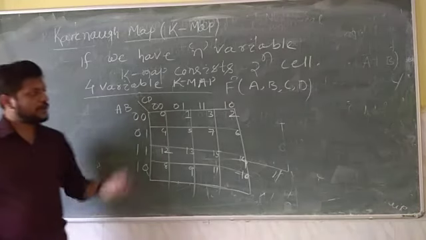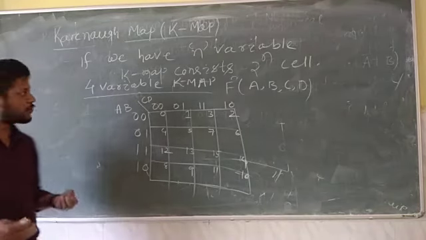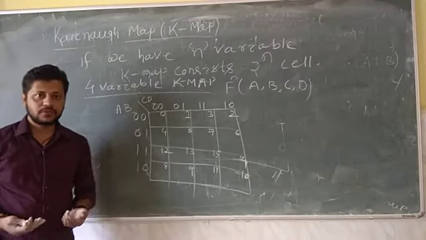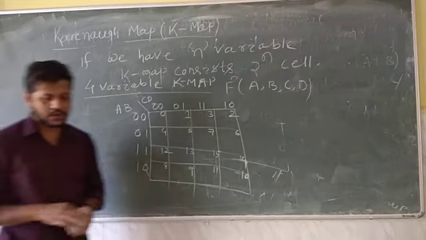So this is the way to construct a K map. Then how to use this K map for the minimization of Boolean algebra. So next we will see how to solve this.